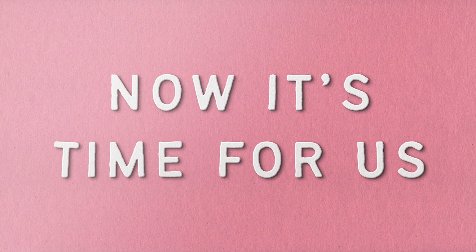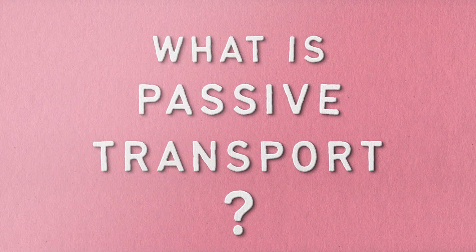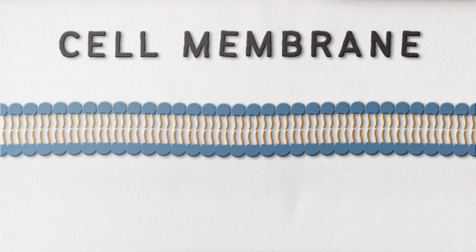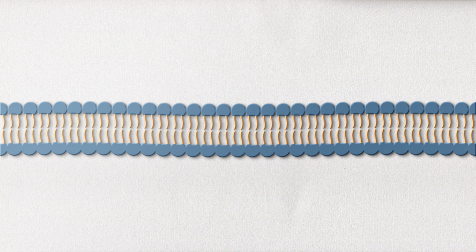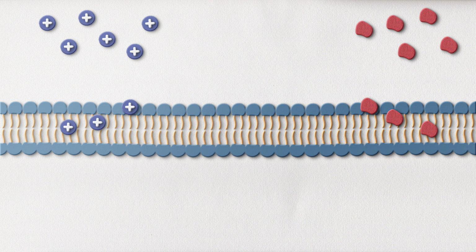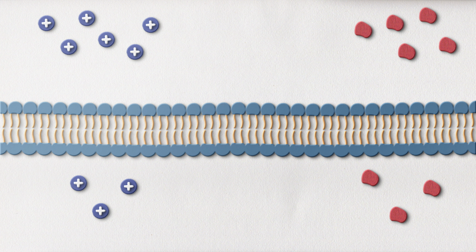Now it's time for us to dive into the topic of passive transport and put some science behind what you just saw. Now, what is passive transport? In a nutshell, passive transport is exactly like evening out volleyball teams to ensure an equal and fair tournament. Passive transport is a naturally occurring cellular phenomenon where substances, be it ions or molecules, move from a place of higher concentration to a place of lower concentration across the cell membrane.